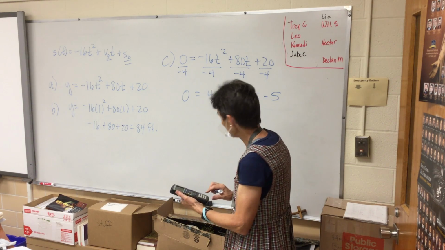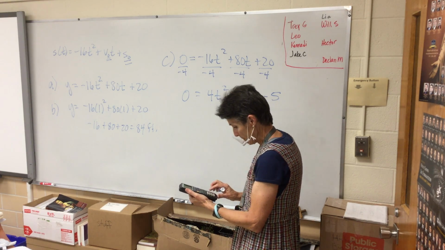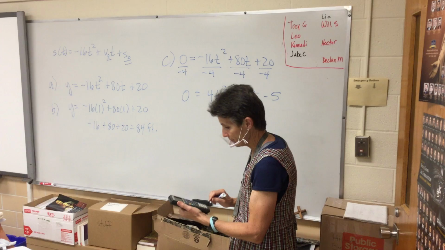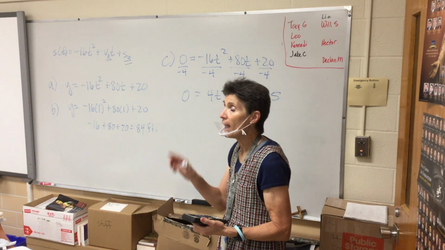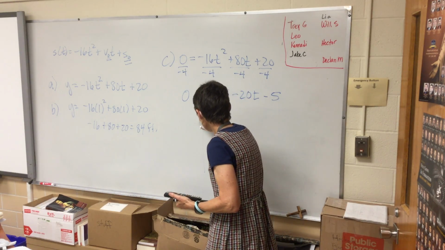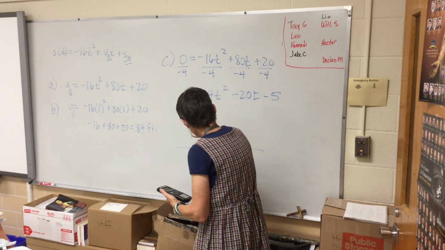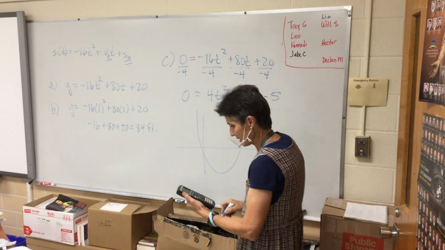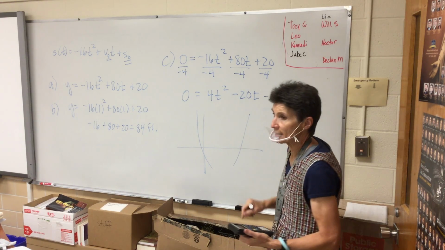4x squared minus 20x minus 5, and hit graph. Now remember, all I need to see is where it crosses the x-axis. That's all I need to see. So my picture looks like this. I actually can't see this bottom part, but that's okay. It looks like this.